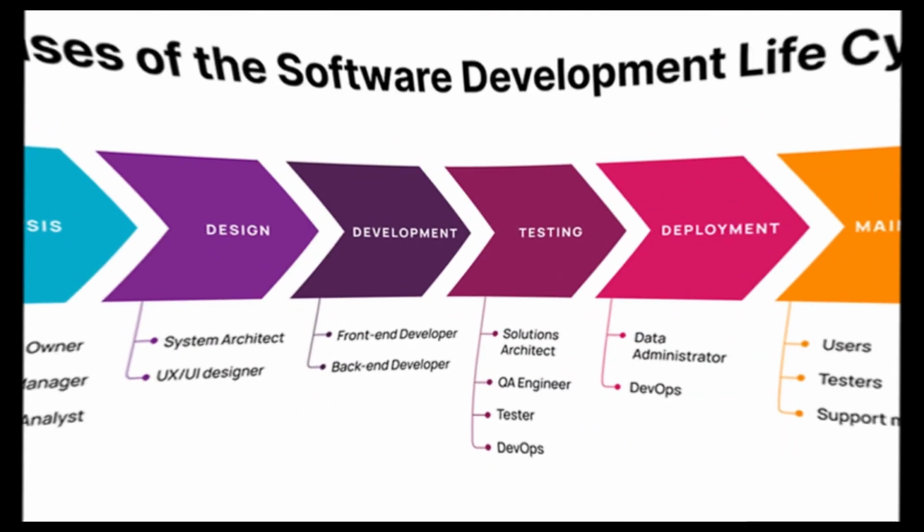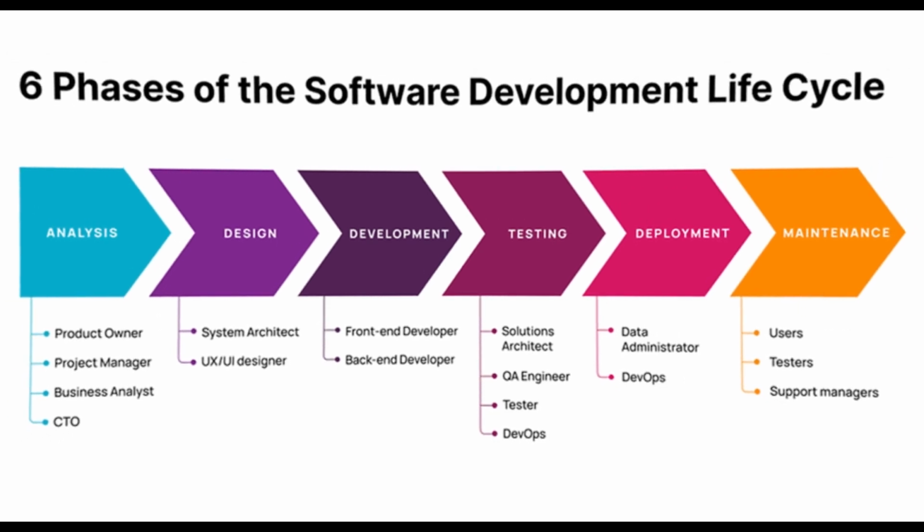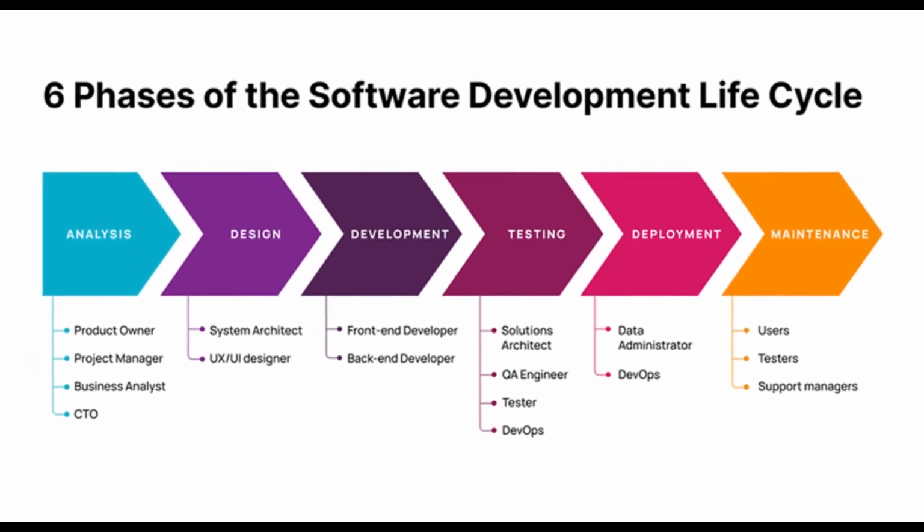The SDLC typically has 6 main phases: planning, requirements analysis, design, development, testing, deployment, and maintenance. Let's break each one down.